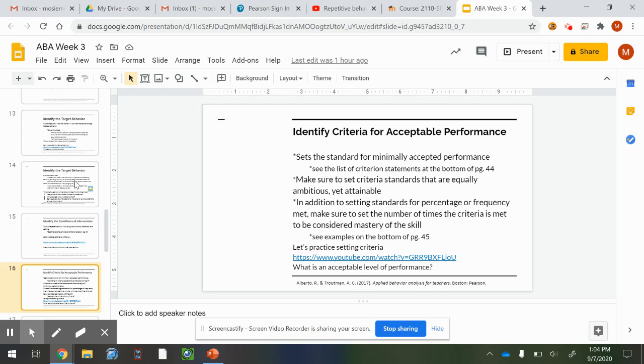In addition to setting standards for percentage or frequency, make sure that the number of times the criteria needs to be met is considered mastery of the skill. On the bottom of page 45, it gives some good examples here as well. So maybe we want to see that Jenny remains in her seat for 85% of the class period, but is that just once and she's achieved mastery? Is it for a consecutive 9 weeks? Is it 4 sessions? Will we know that she's met mastery if she's doing that 4 out of 5 school days? So we need to set that time frame too. How many times do we need to see the behavior before we consider it mastered?